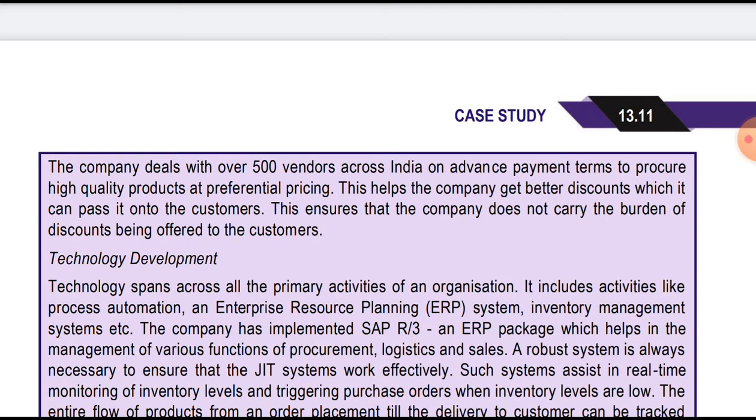This activity ensures that the company does not carry the burden of the discount being offered to the customer. They actually enjoy the preferential benefit in pricing, in purchasing, which they pass on to the customer. This ensures that the company does not carry any burden of the discount being offered to the customer.